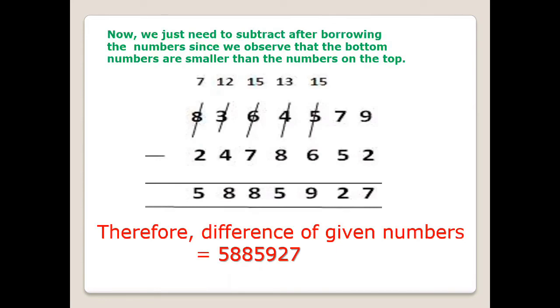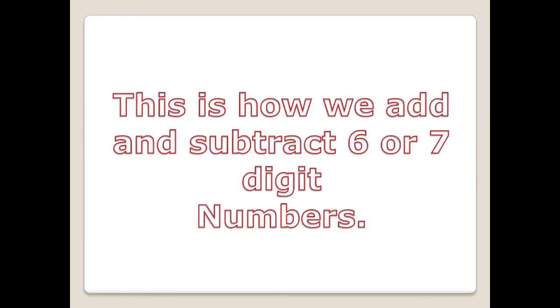So whenever we subtract these two numbers, we get this result, that is 58,85,927. This is known as the subtraction. This is how we do the subtraction. It is very easy because we have already done in our previous classes how to add 4 or 5 digit numbers. So students, this is how we add and subtract 6 or 7 digit numbers.